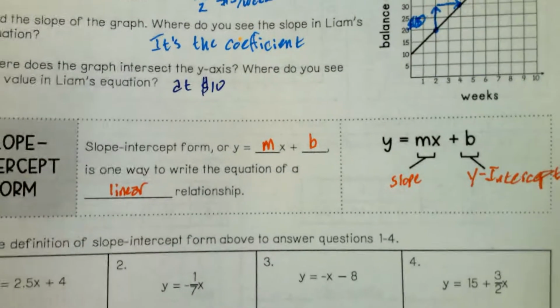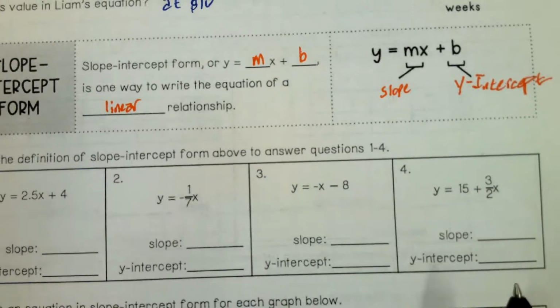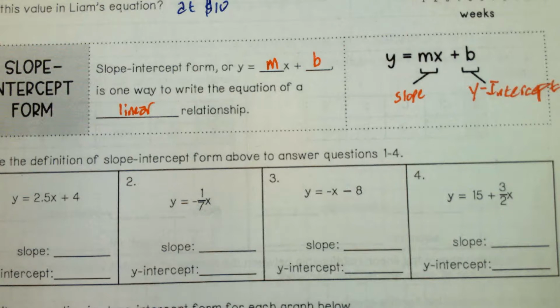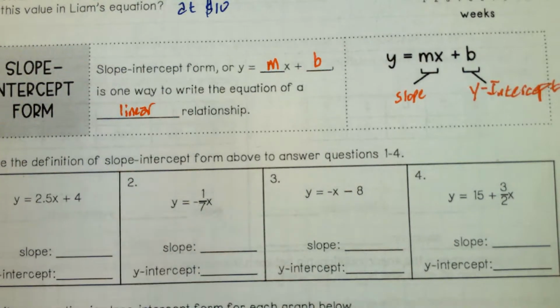So for questions 1 through 4, I want you to look at the equation, identify what the slope number is and what the y-intercept number is. Okay, so I'll give you about a minute to do that. Go ahead and go through it and write down what the slope value is, what the y-intercept value is. You can work with your partners.